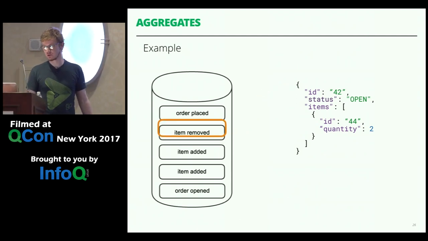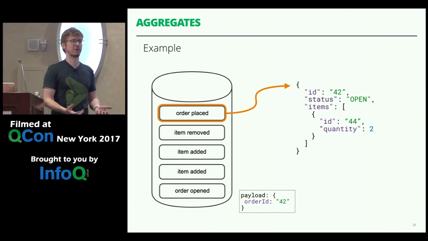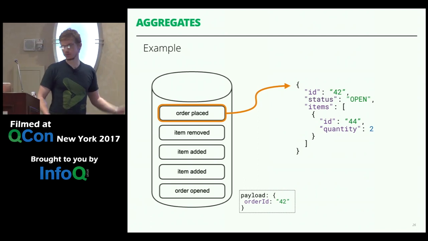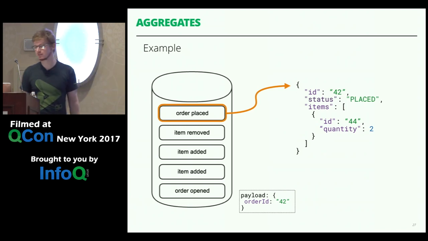And the final event is order placed. So in the payload, it only contains a reference to the order. And the only transformation it's going to perform is to change the status. So now the status is placed.